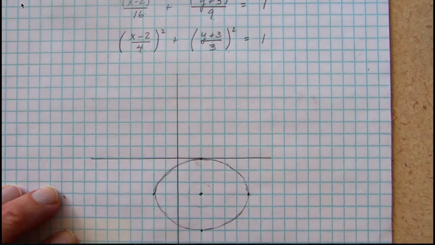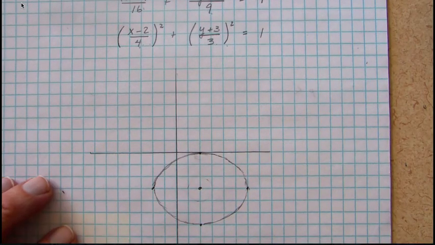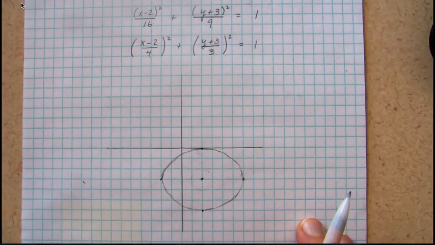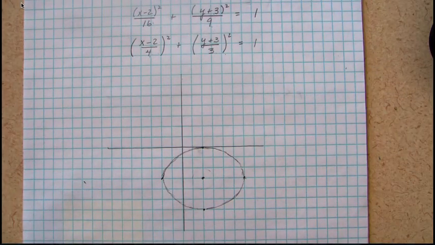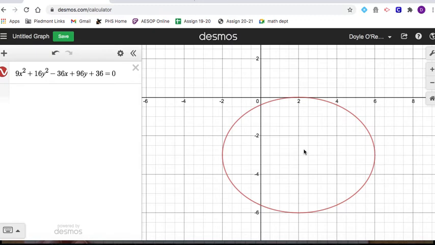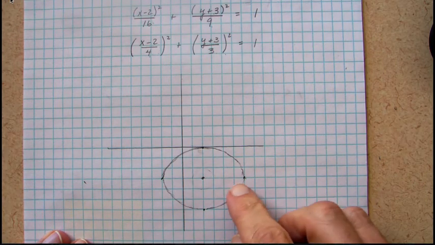So, okay, that would be your ellipse. Let me pull back that, and we can check that against our Desmos graph. Right in there. My center's at 2, -3. That looks pretty good. And it looks like I'm going left and right 4, up and down 3. So not bad if I do say so myself. There would be the graph.